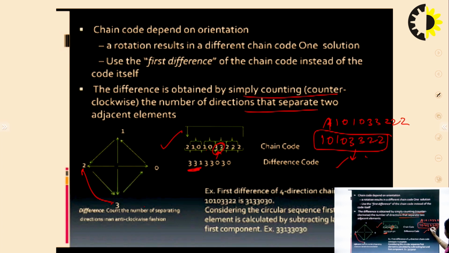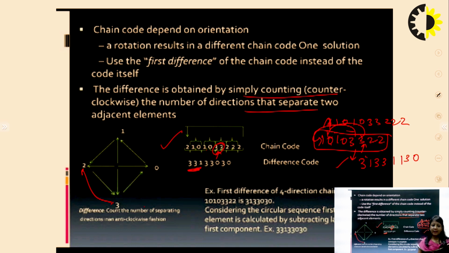If this is our chain code, then we have to calculate the first difference of this code. From here we will start with 3 and circulate it, then 1, and after that the next 3. Then find out the difference. 3 minus 0 is 3, and 3 minus 0 is 3. Then 3 minus 2 is 1. 0 minus 1 is 1, and 1 minus 0 is 1. After that we have 0 minus 3 is 3, and 3 minus 3 is 0.